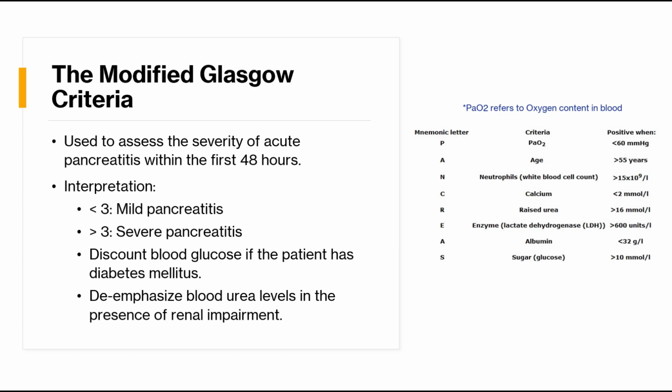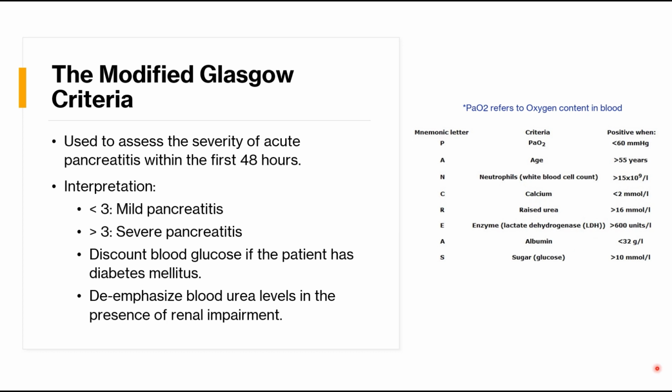The modified Glasgow criteria. This is the scale used to assess the severity of acute pancreatitis within 48 hours of admission. The criteria of the scale can be remembered using a very convenient mnemonic, PANCREAS. PaO2 refers to oxygen content in the blood. Lactate dehydrogenase is an enzyme that may indicate tissue damage, and albumin is a protein in blood plasma.